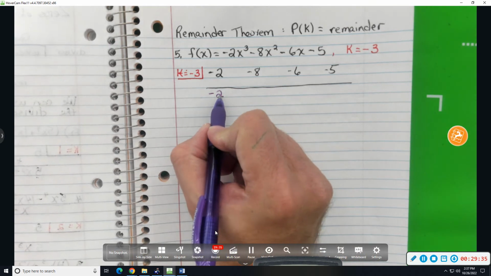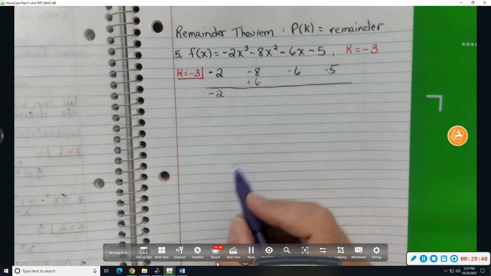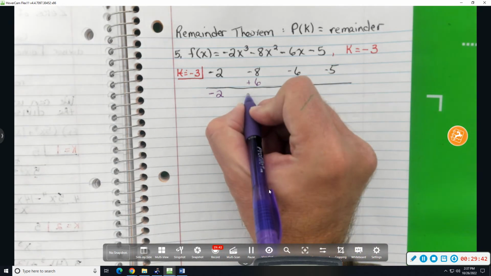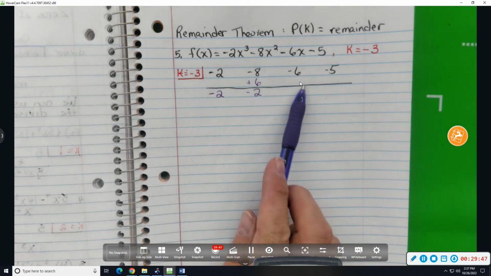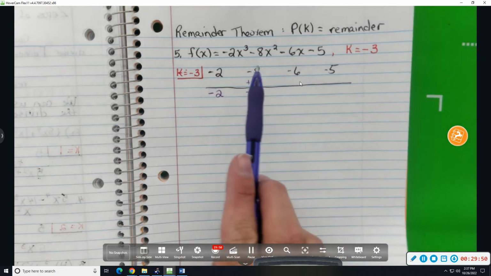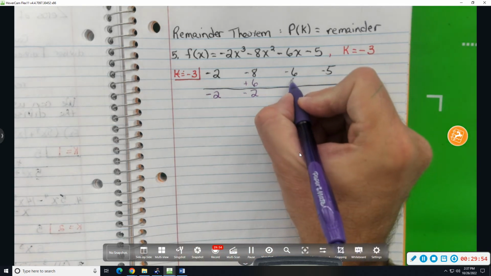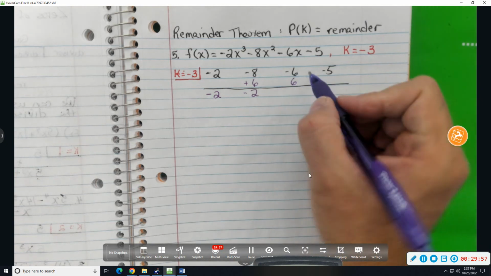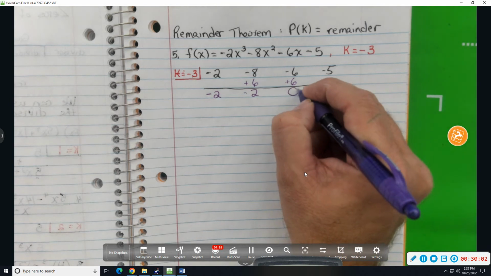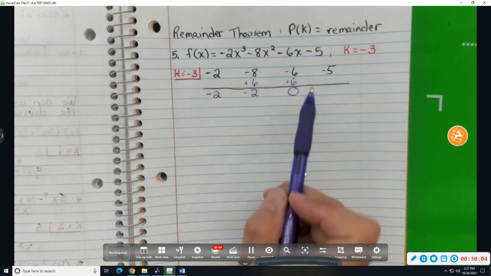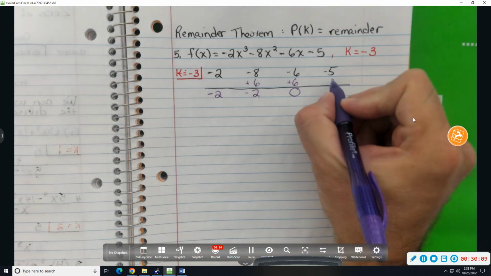Okay, so negative 2 times negative 3, that's a positive 6. Negative 8 plus 6, another negative 2. What's going to go here? 2 times negative 3, is that going to be a 6? And then negative 6 plus 6 is 0. 0 times negative 3 is 0.